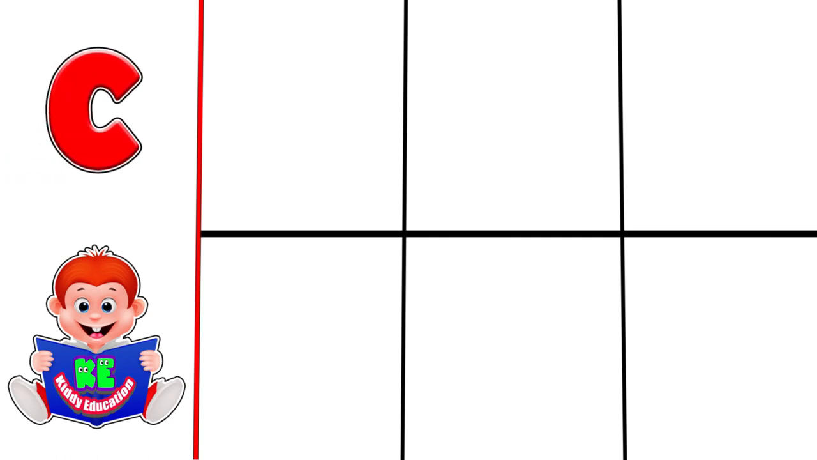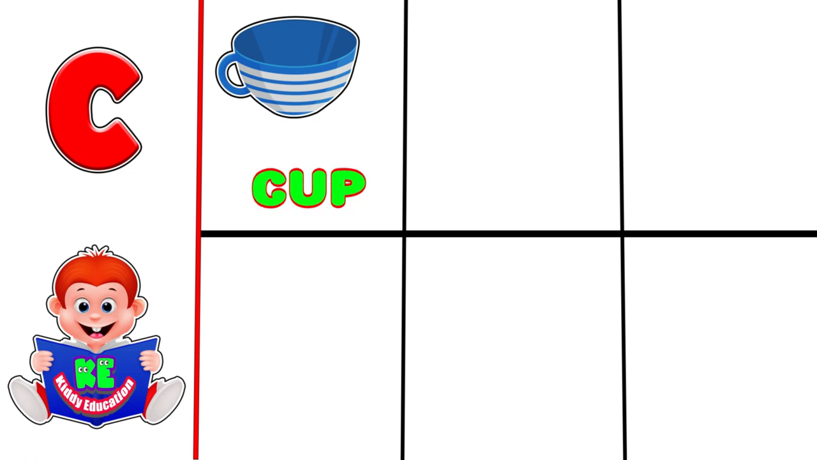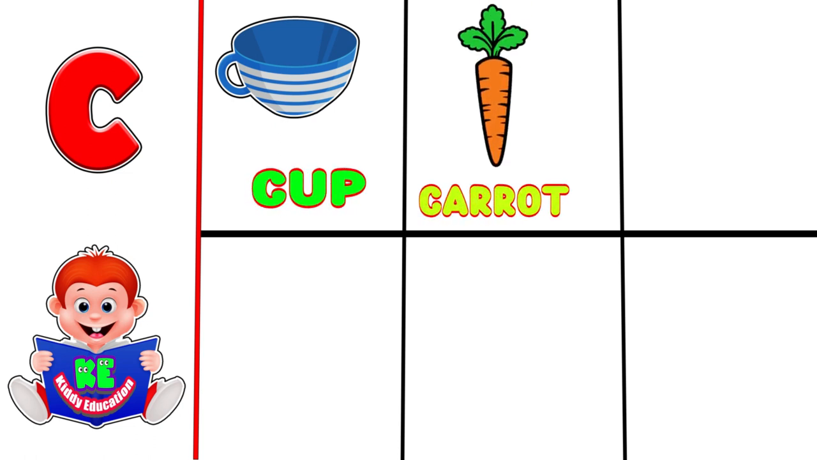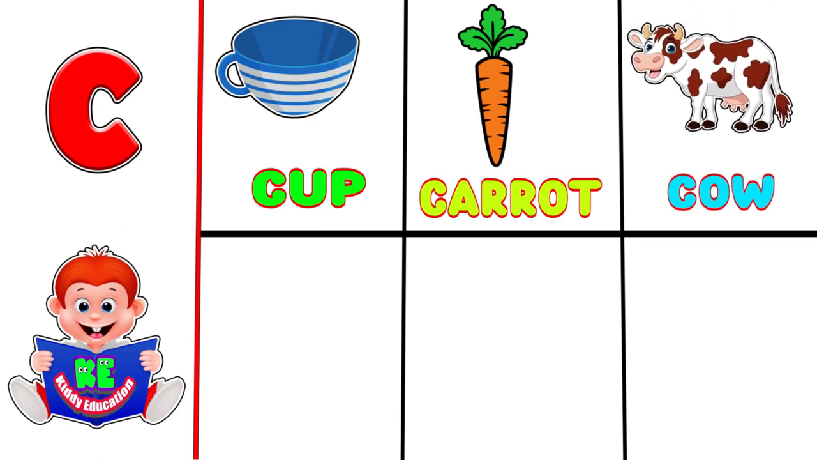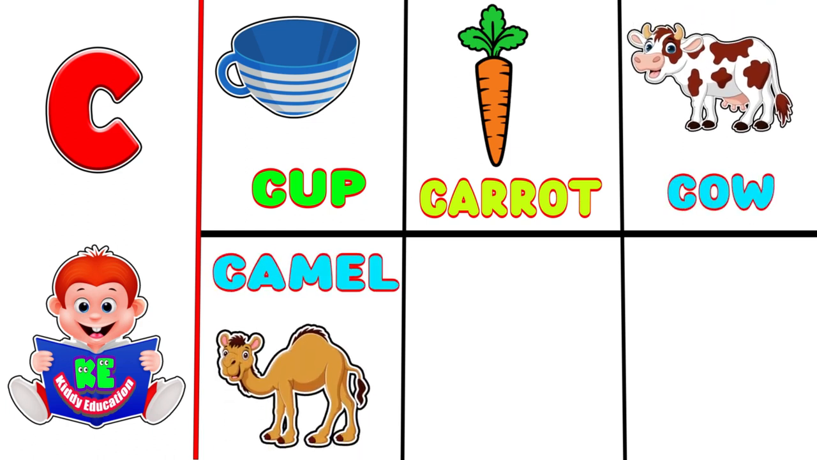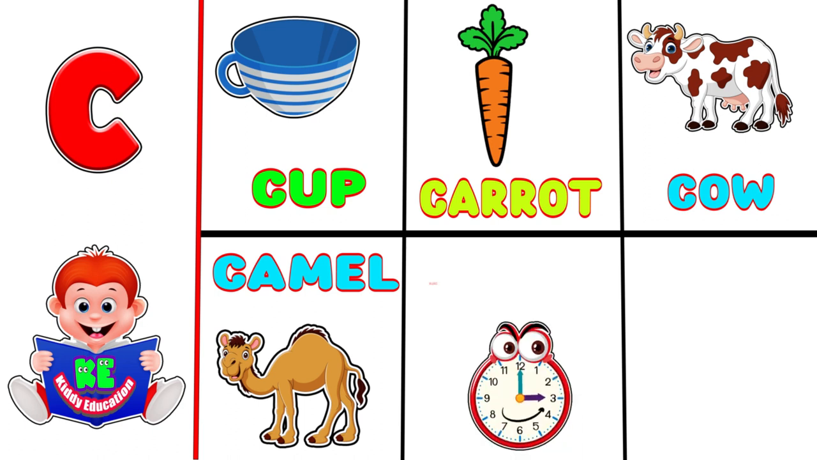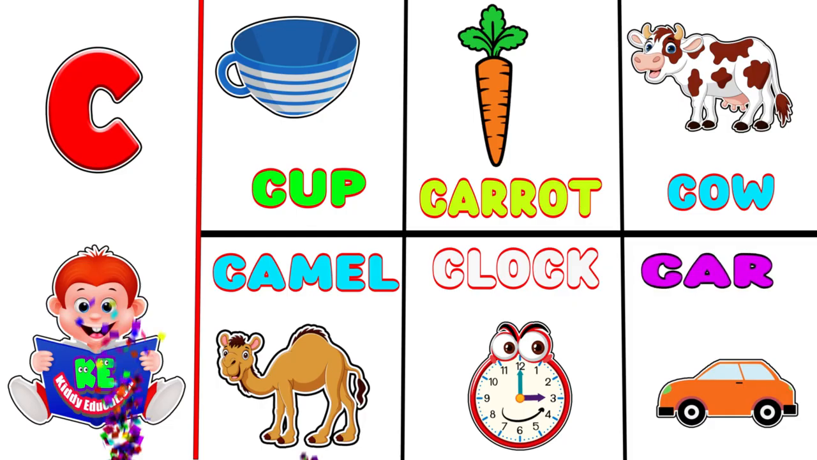C. C is for cup. Carrot. Cow. Camel. Clock. Car.